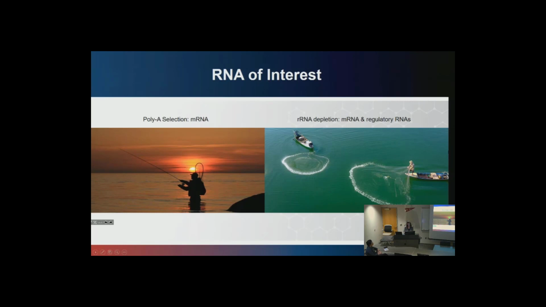Poly-A selection is like if you are interested in catching certain fish, using a rod and the right bait to catch that fish. But if you want to know what kind of fish is available in the water, you probably using a net is a better choice.